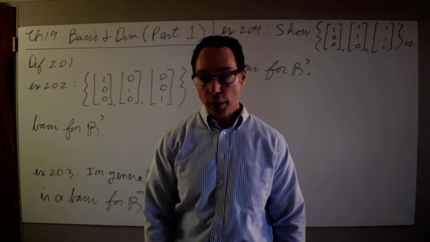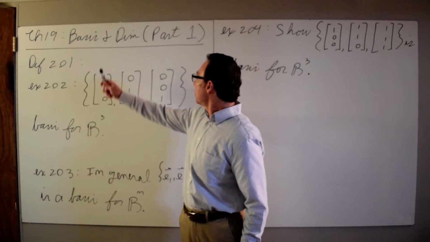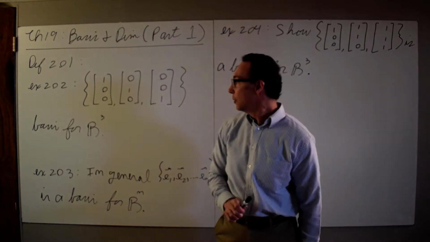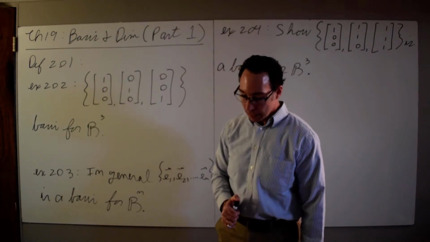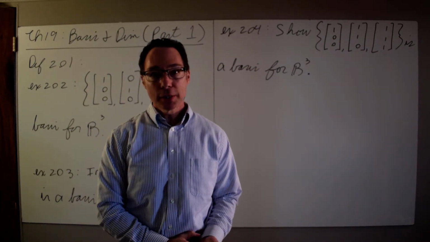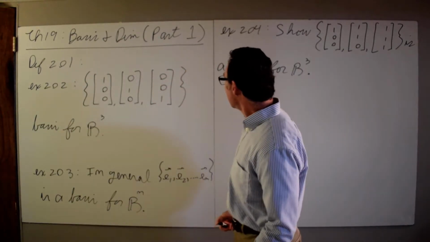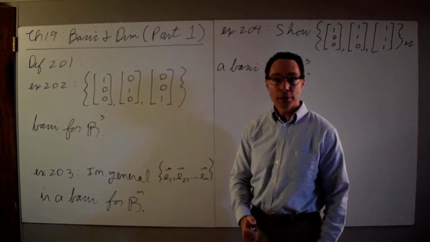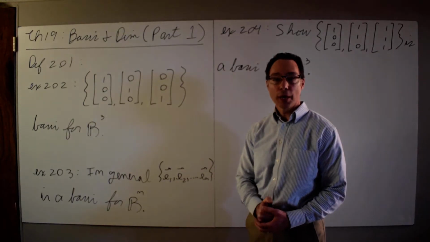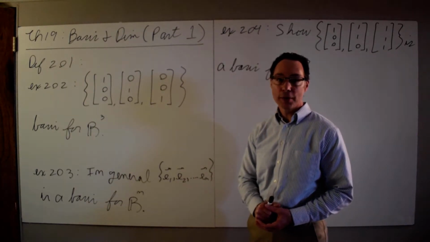This is the first video for Chapter 19. Chapter 19 is on basis and dimension, and this is part 1. Remember that a basis is a set that spans the vector space and is also linearly independent. So you have a linearly independent spanning set. That's what a basis is.